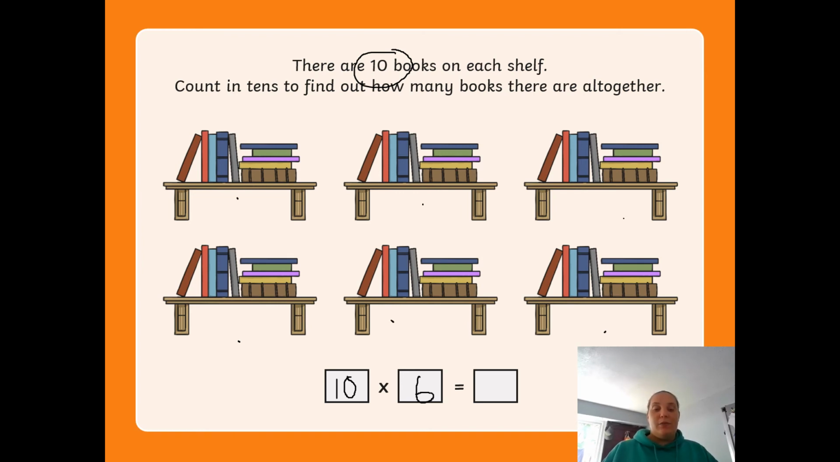So that would mean we're doing 10 multiplied by 6. So here's my 6 fingers. Let's count in steps of 10. So we've got 10, 20, 30, 40, 50, 60 is my answer. Well done, everybody. 60 is in fact correct.